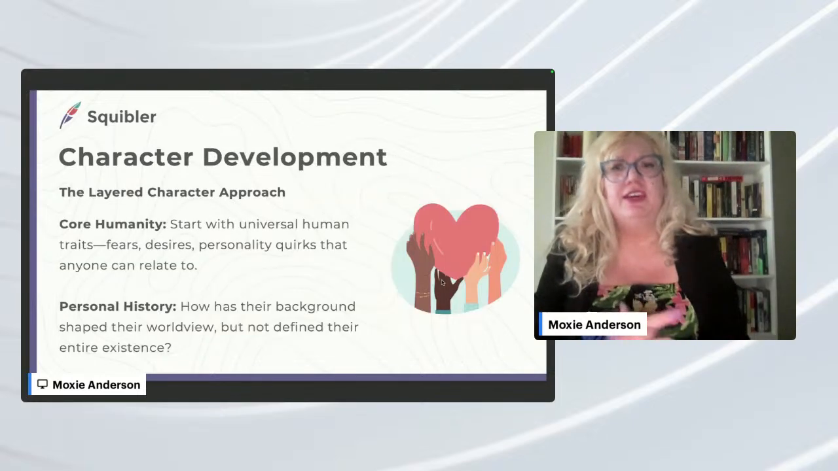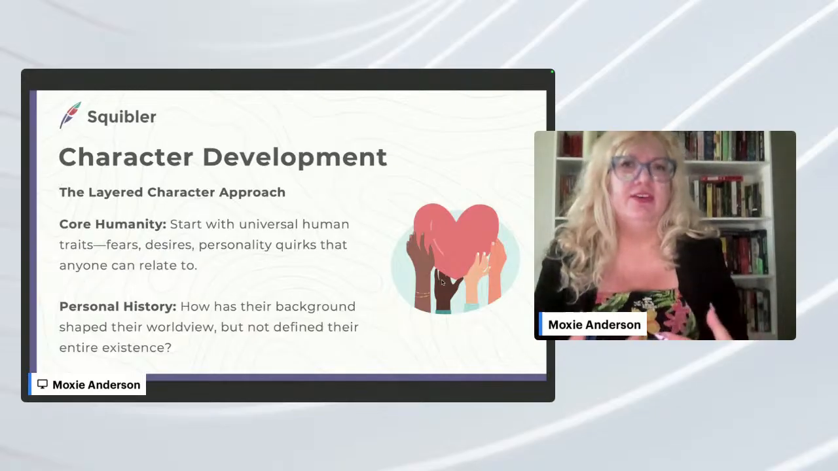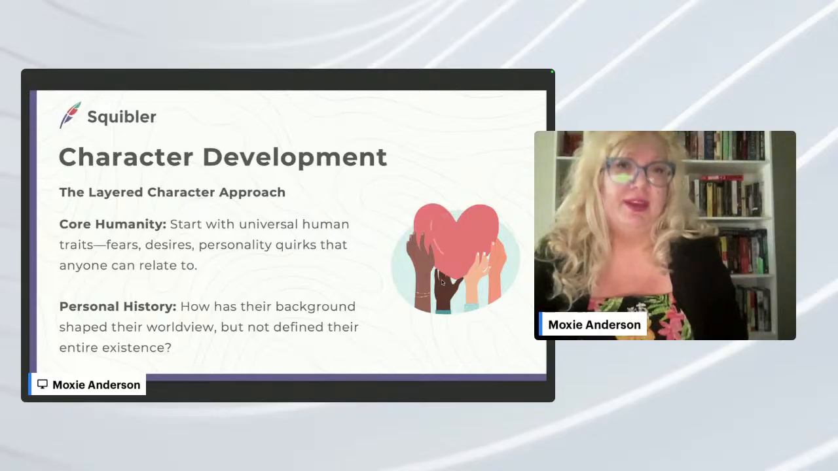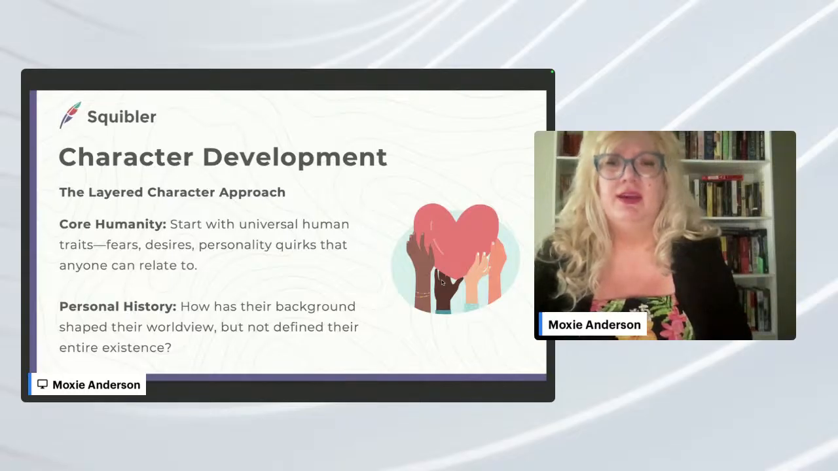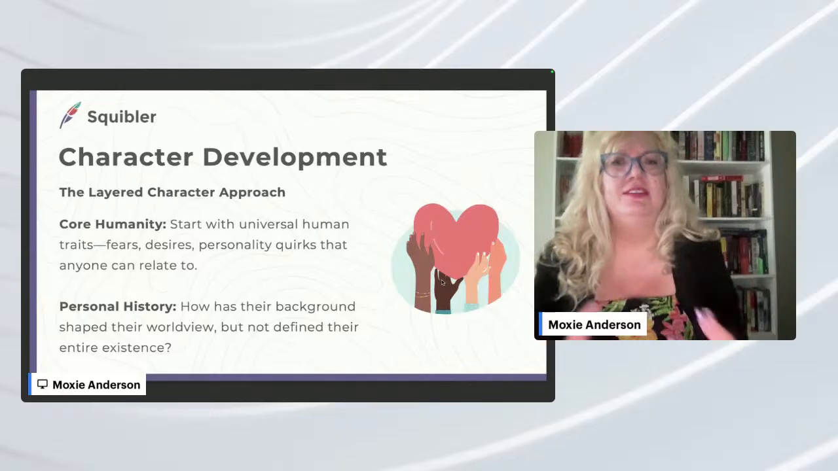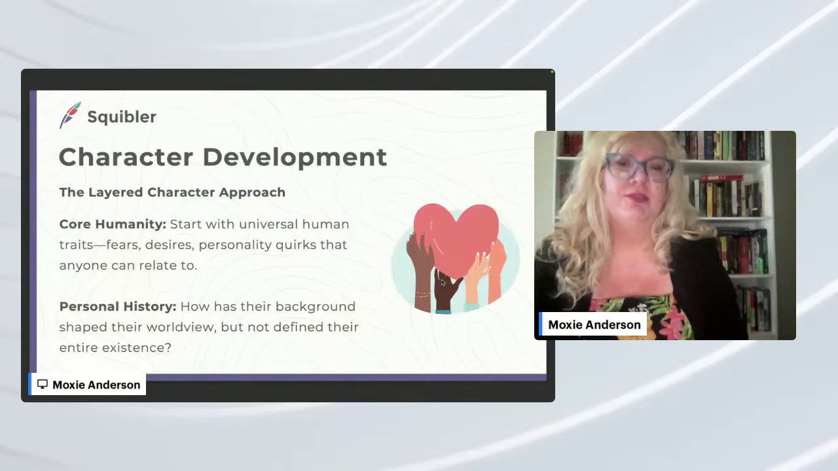So, as you're doing your character development, there is a way to layer this approach. And you want to start with what's called core humanity. Let's start with human universal traits. We all share things that are common in our humanity. These are things like fears, desires, personality quirks that anyone can relate to. Then you want to break it down a little bit into their personal history. How has your character's background shaped their worldview, but not defined their entire existence?